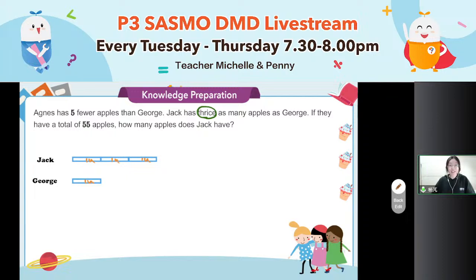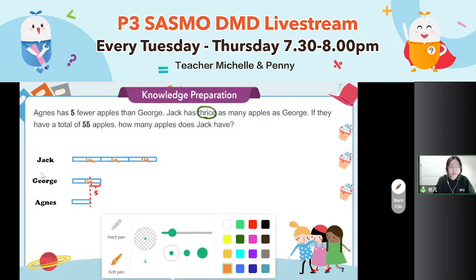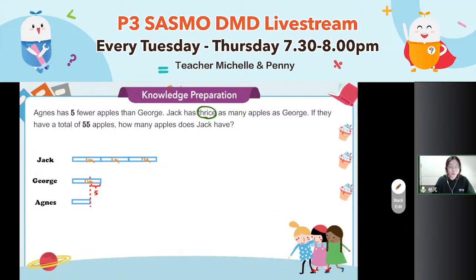But don't forget, we have another case. Agnes. Agnes has 5 fewer apples than George. All right. Then if it's 5 fewer, who has more, Agnes or George? The question is not who has less, who has more. George has more. That means Agnes, her bar should be shorter than 1 unit. Altogether, here will be 55.